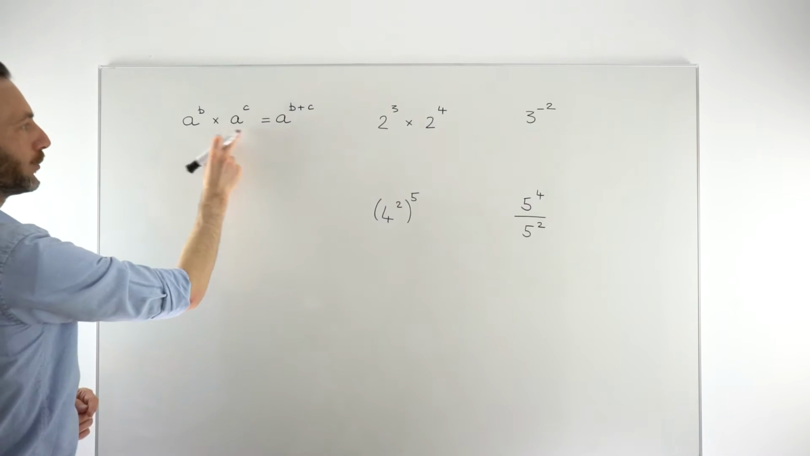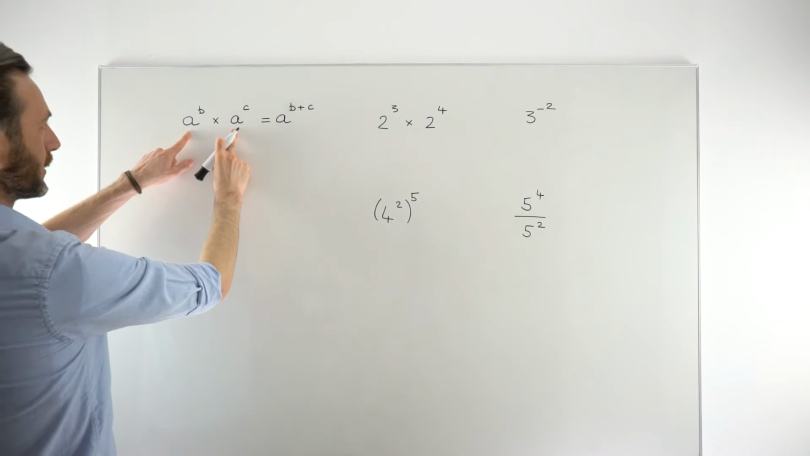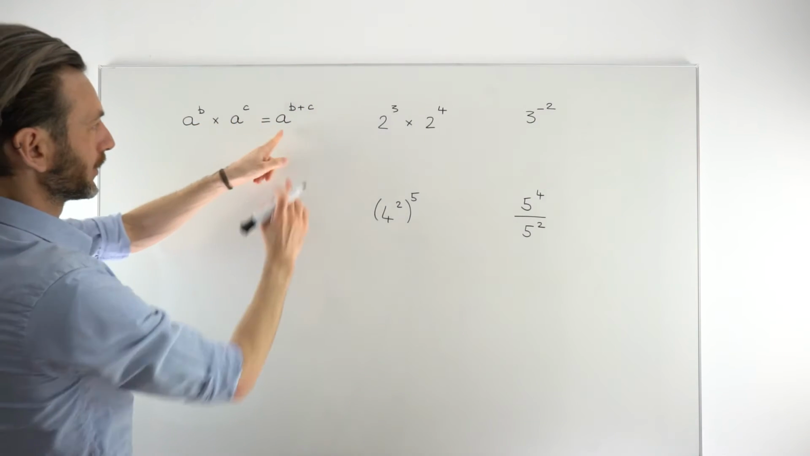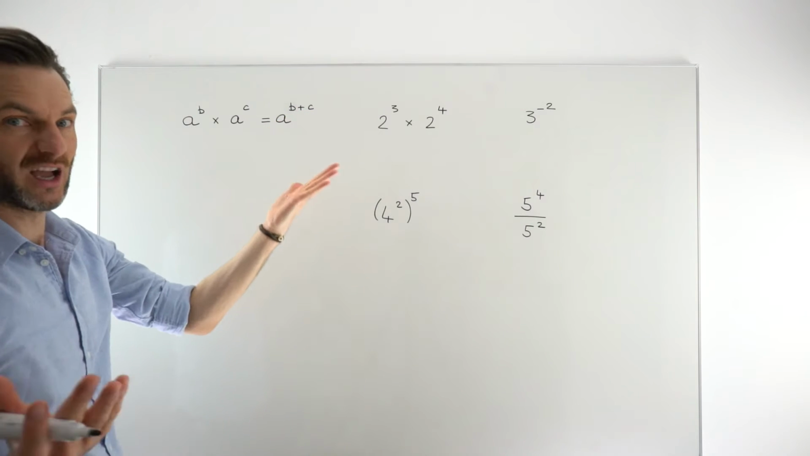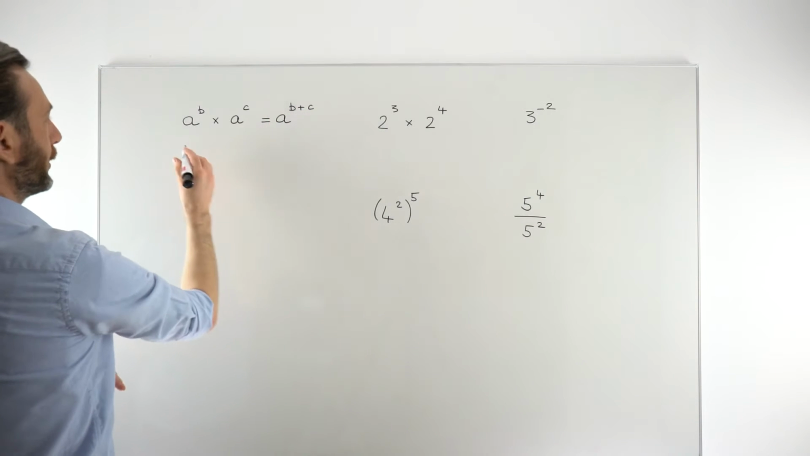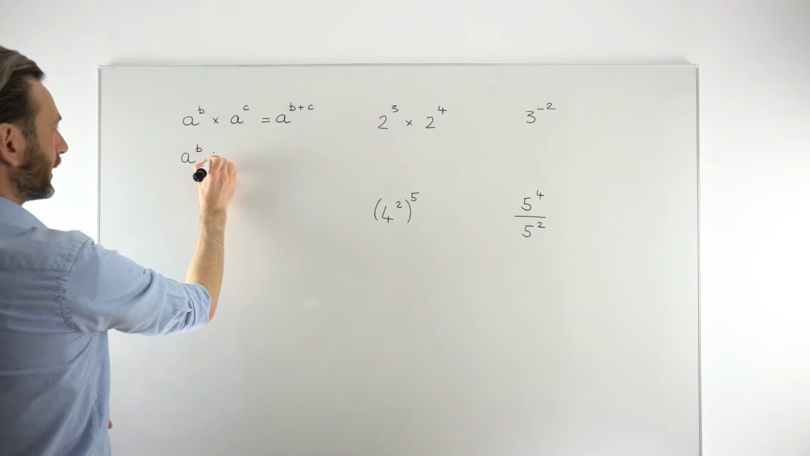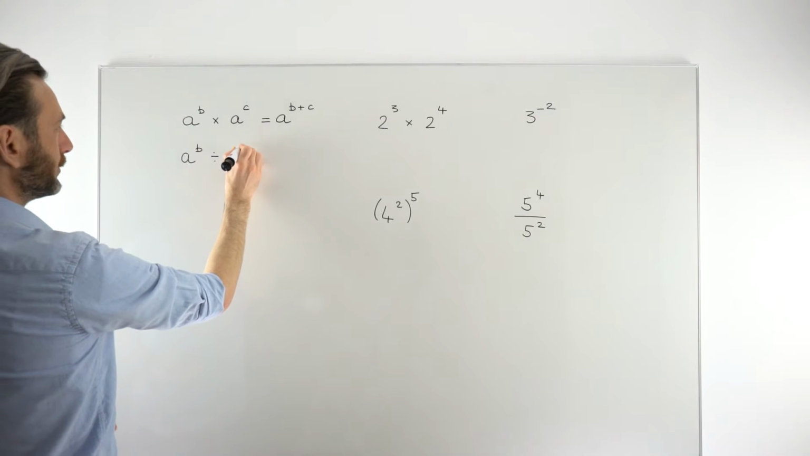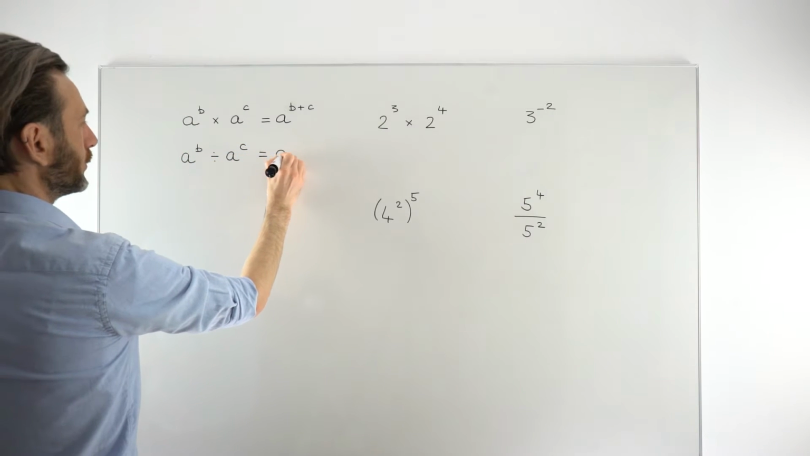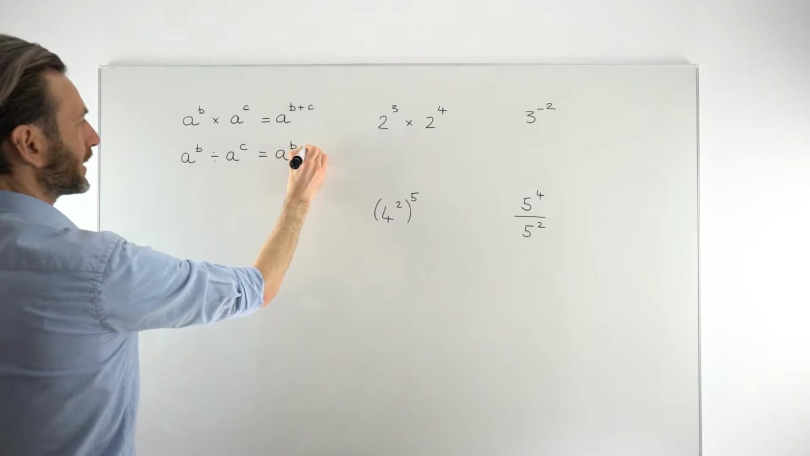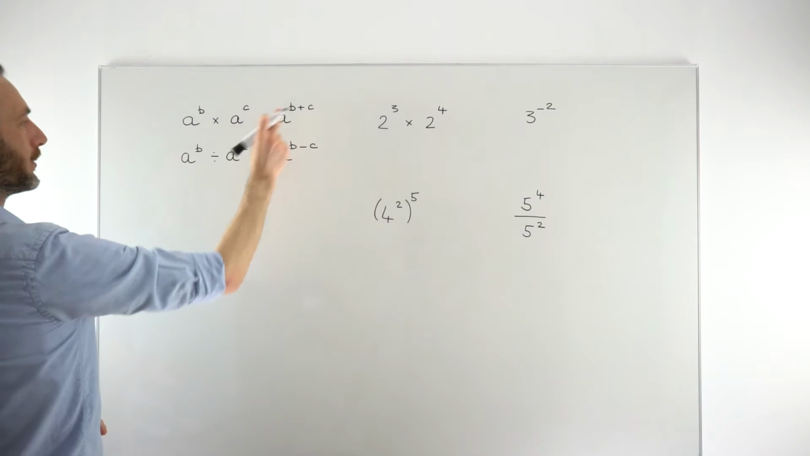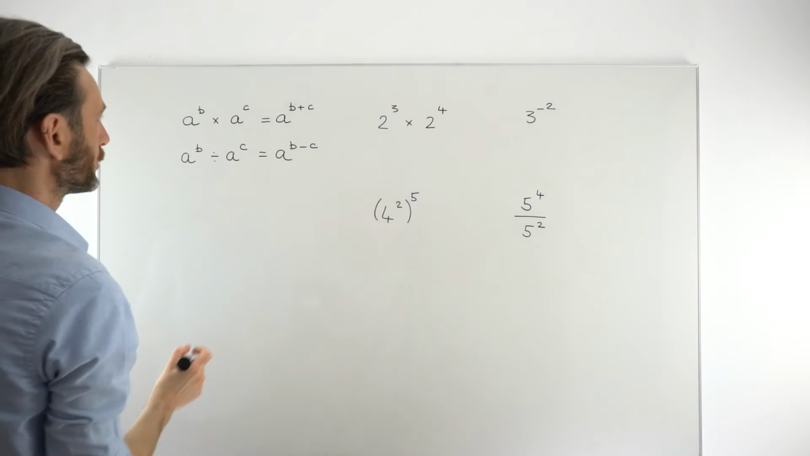In other words, if you're multiplying two terms with the same base number, you can combine those into a single term and add the powers together. So multiplying, add the powers. Similarly, but conversely, a to the power of b divided by a to the c, not too difficult to figure out. You subtract the powers. So multiply, add the powers, divide, subtract the powers.